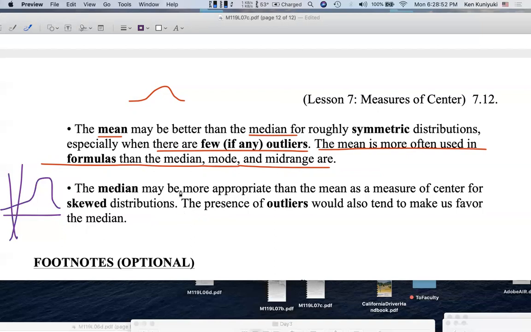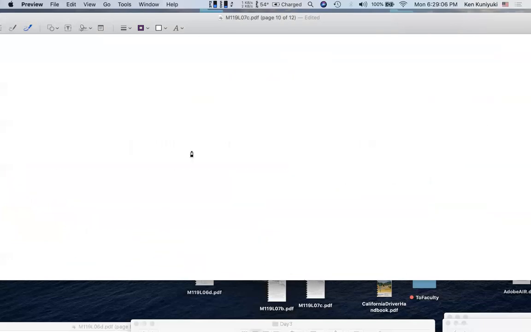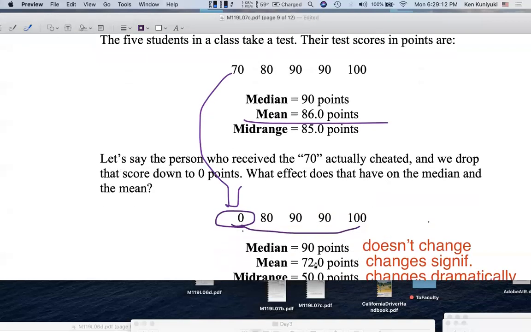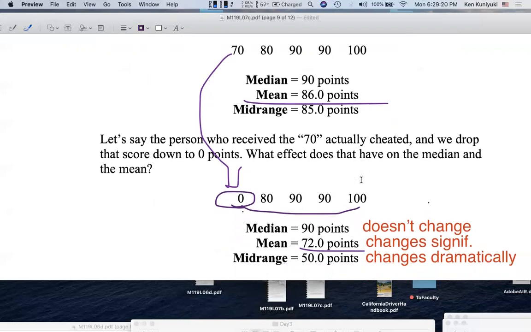So the median may be more appropriate than the mean as a measure of center for skewed distributions, and also if there are outliers. That would tend to make us prefer the median because outliers can have a weird effect on the mean, as we've seen before. Remember, here, when we dropped the 70 down to a 0, the mean went from 86 points all the way down to 72 points. So outliers can have a great impact on the mean, the mid-range, not so much the mode or the median.